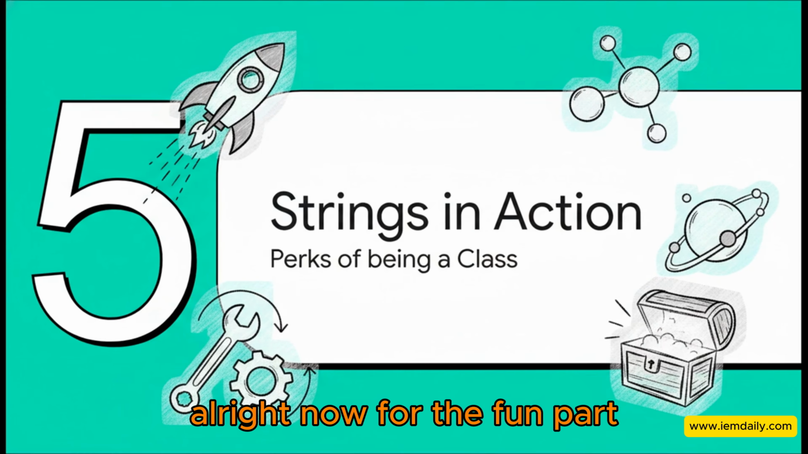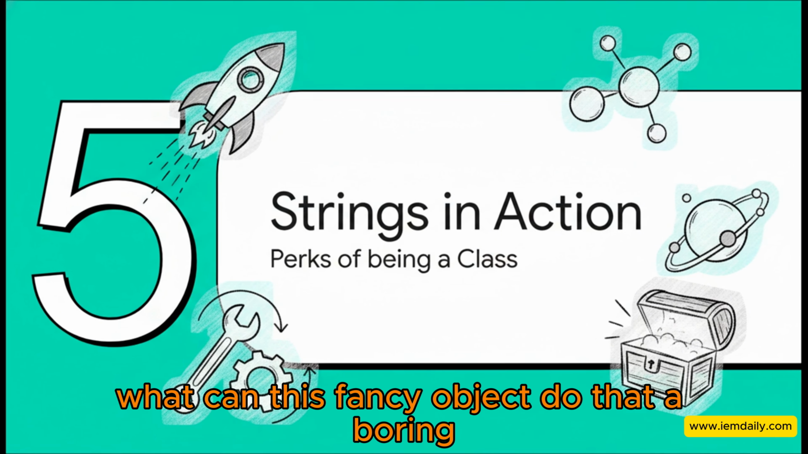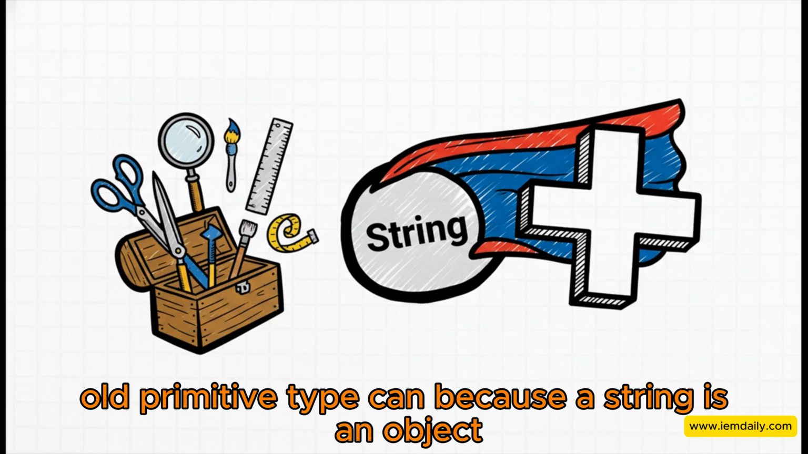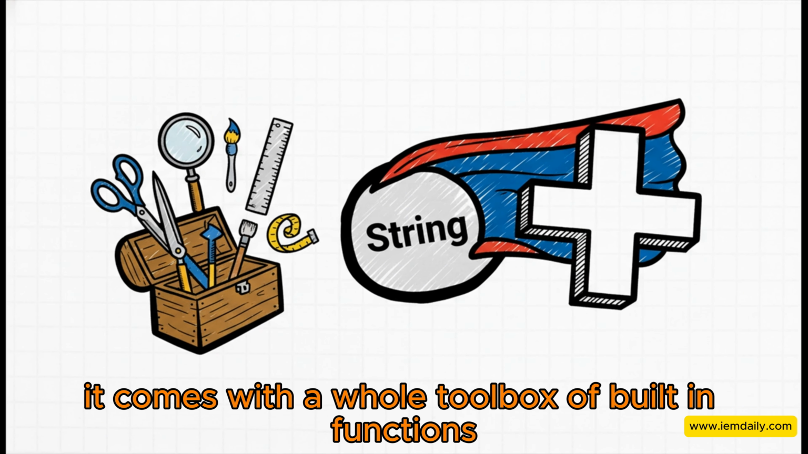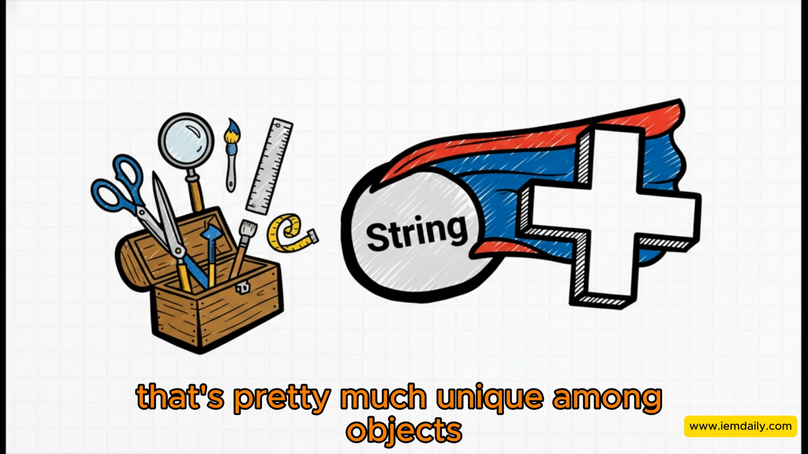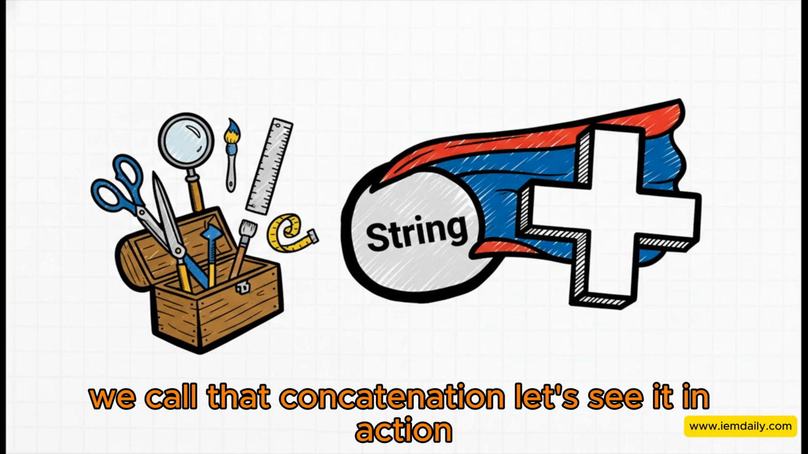All right, now for the fun part. We've done the heavy lifting, we understand string is a class and an object. So what's the payoff? What can this fancy object do that a boring old primitive type can't? Because a string is an object built from that class blueprint, it comes with a whole toolbox of built-in functions called methods. And it also gets a really cool superpower that's pretty much unique among objects. It can use the plus operator, the plus sign, to join text together. We call that concatenation. Let's see it in action.